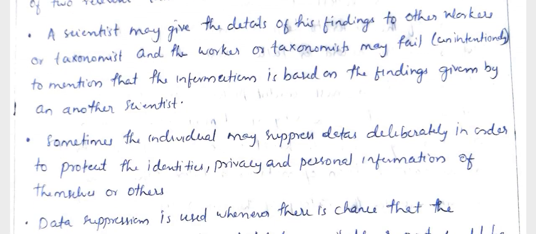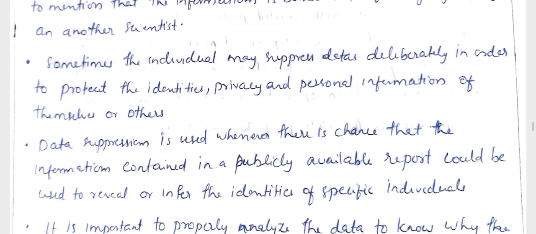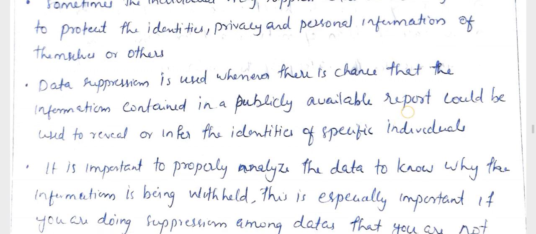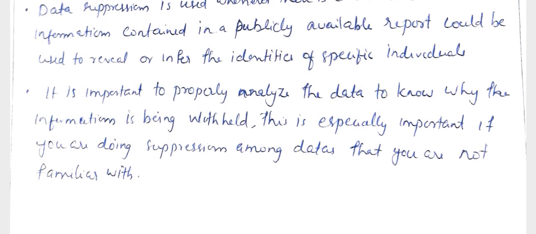We should mention that sometimes an individual may suppress data deliberately to protect the identities, privacy, and personal information of others. That is okay. Data suppression is used when there is a chance that publicly available information could be used to reveal or infer the identity of specific individuals. Then it should be protected. It is important to properly analyze the data to know why the information is being withheld. This is especially important.